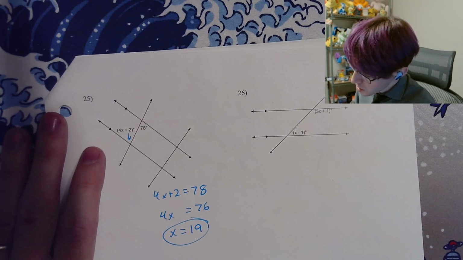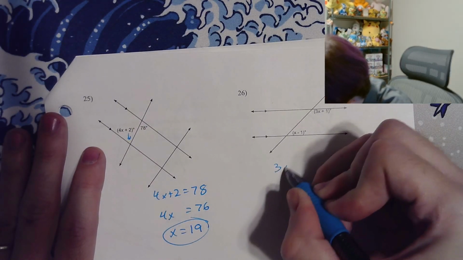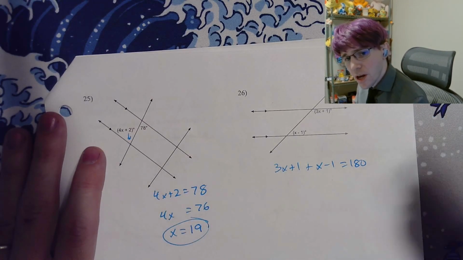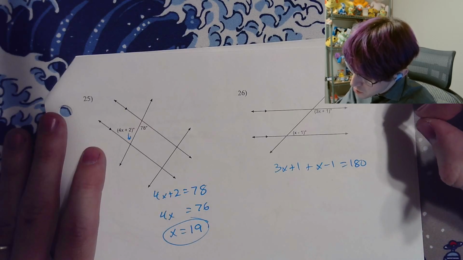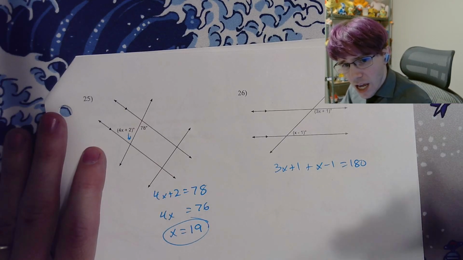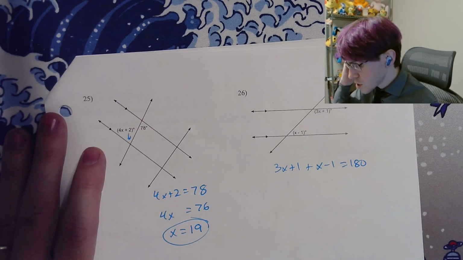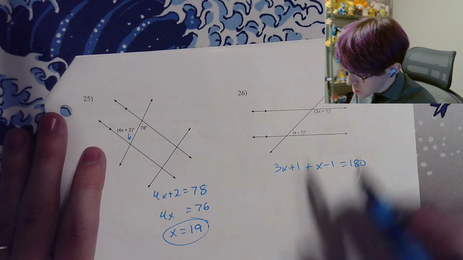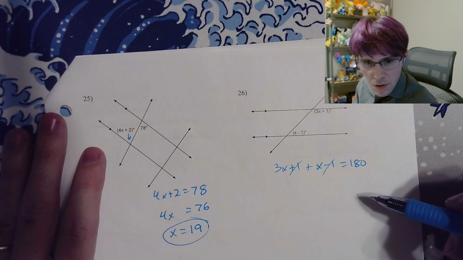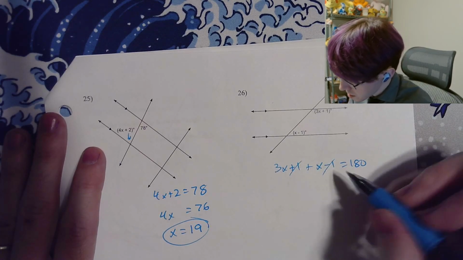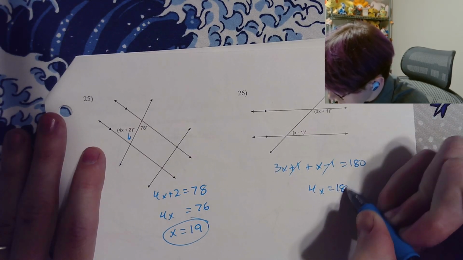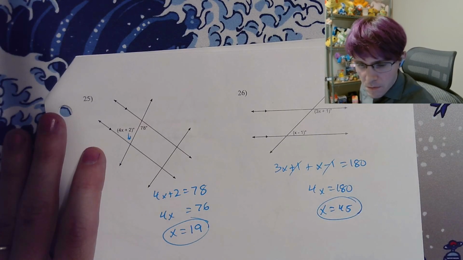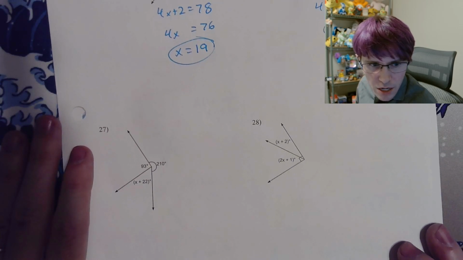Let's move on to this one, a little bit different. So this one we have 3x plus 1 plus x minus 1 equals 180, because they're both on the right-hand side of that transversal. They are in between the two lines, so we would say same side interior. When you're doing a question like this, sometimes you can just notice when things cancel out. When I have a plus 1 and a minus 1, that's the same thing as 0. They're just gone. 3x and x together is going to be 4x. Divide both sides by 4, and you'll get 45. Beautiful. Move on to number 27.